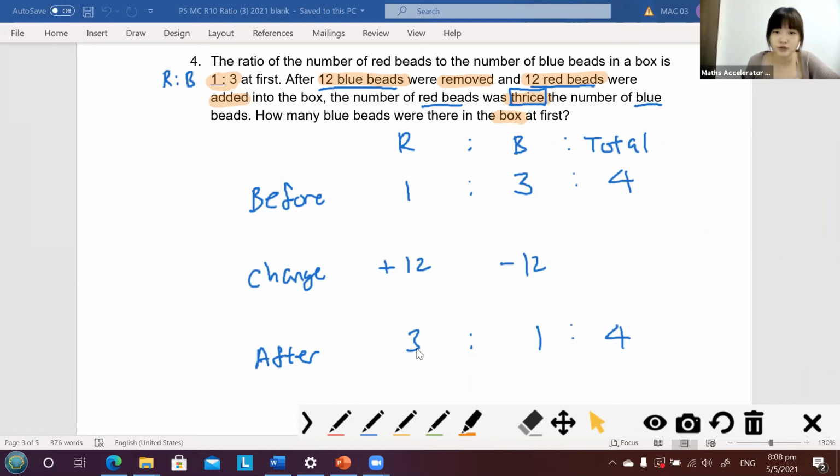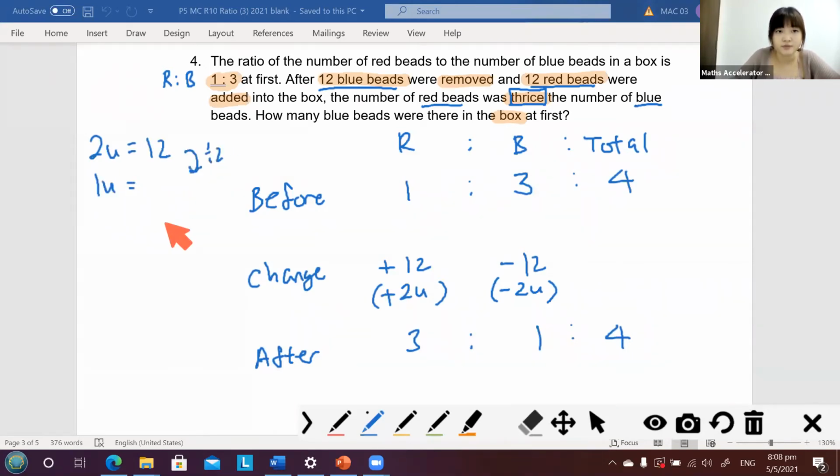So 1 unit to 3 units here. Okay, how many units did we add in between? Okay, good. 1 to 3 is plus 2. So plus 2 units. Same here. 3 to 1, you minus 2 units, correct. Therefore, 2 units will be equals to the 12 beads. 1 unit, we can look for it. Okay, divide by 2. 1 unit is 6. So how many blue beads were there in the box at first?